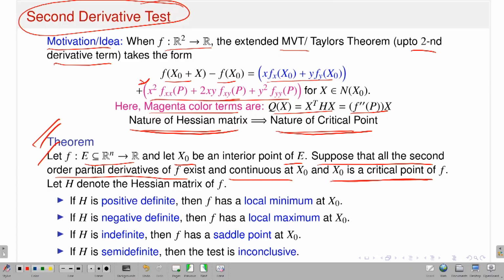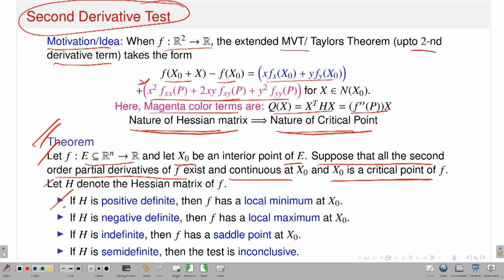So, not existence of one of the partial derivatives will not occur in this scenario. Since the second order partial derivatives exist at the point x naught and are continuous, the corresponding Hessian matrix is a symmetric matrix. On top of that, if I assume that x naught is a critical point, meaning the first order partial derivatives vanish at x naught, then look at the conditions I have given. Let H be the Hessian matrix. I can talk about my Hessian matrix because the second order partial derivatives exist at the point. So, the Hessian matrix makes sense.